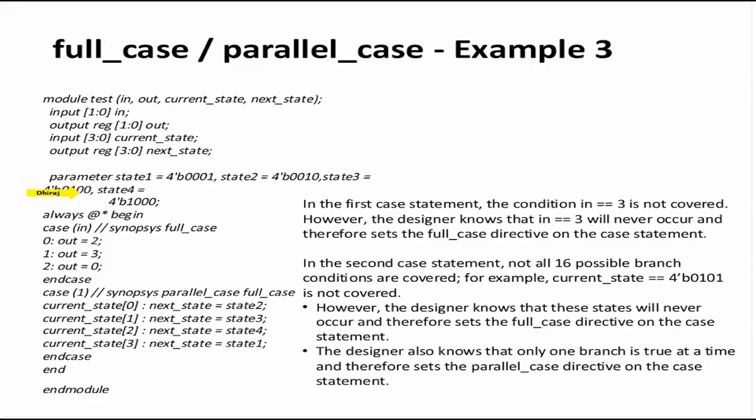This is a statement like that. So he, instead of writing all the 16 cases here, writes what are the valid cases and tells DC that it is full and parallel code. That means DC will not have any priority encoding. It will not have any latches. So you will see, in my experience, I have seen a lot of RTL like this.